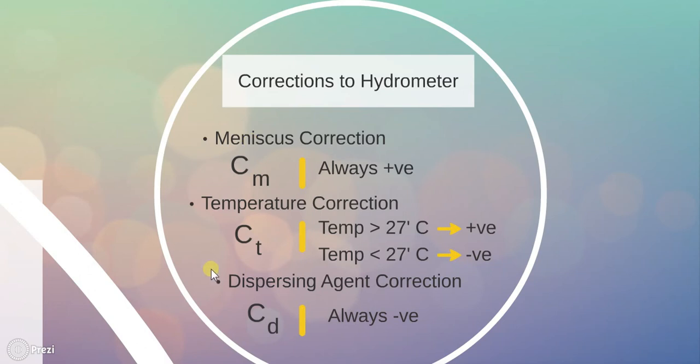The third correction, dispersing agent correction, known as Cd. The addition of a dispersing agent to the soil specimen increases the density of the suspension. Therefore, the dispersing agent correction is always negative. So these are the corrections to the hydrometer readings.